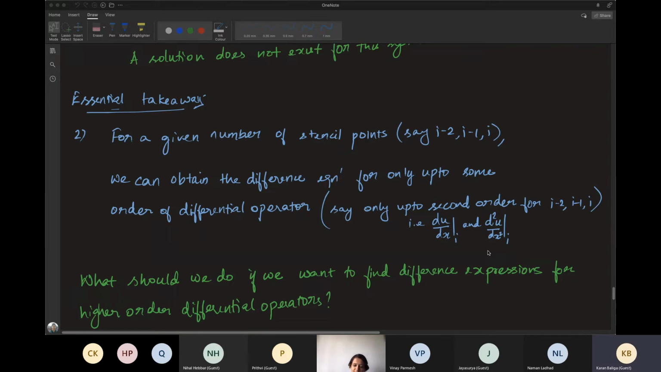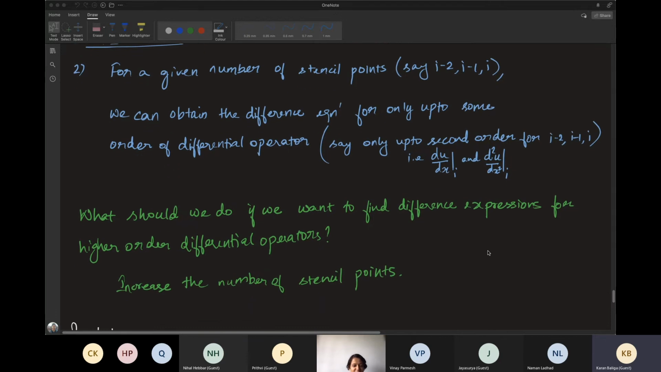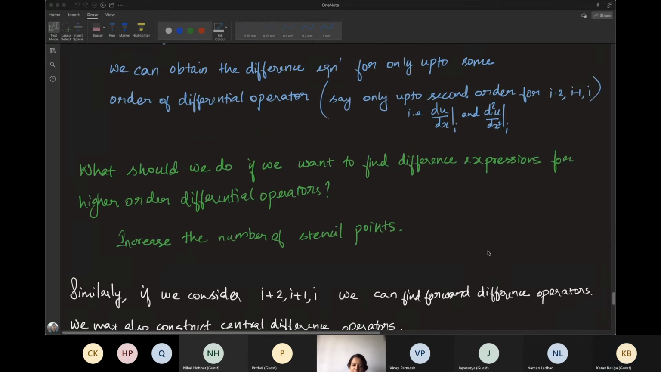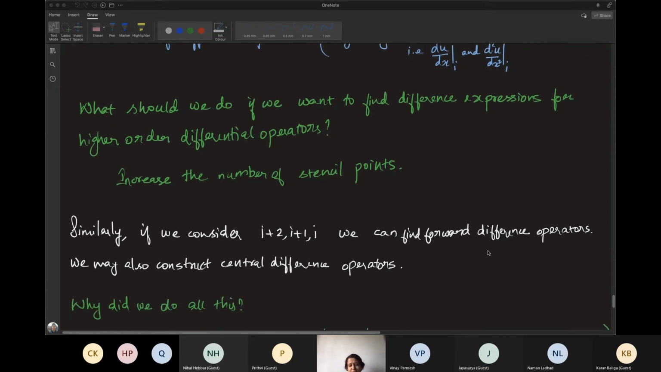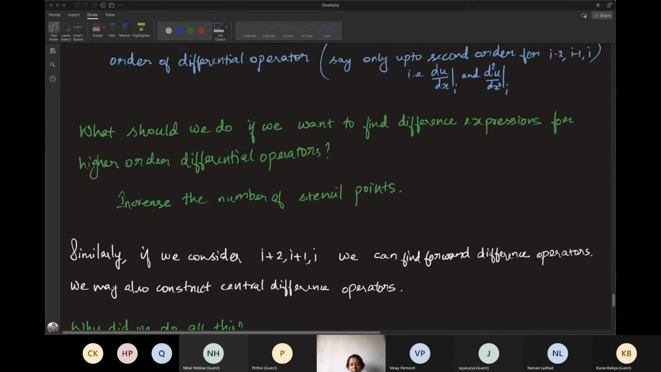Consider more points. Yeah, the same thing. So you always have to end up increasing your stencil size for this reason. So now, I think we have made enough arguments about this. If you want to improve accuracy beyond some point, then you have to take more points. Also, if you want to find your difference operators for higher order differential operators beyond some point, then you have to consider more stencil points.